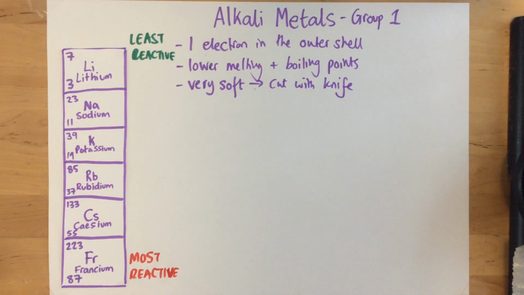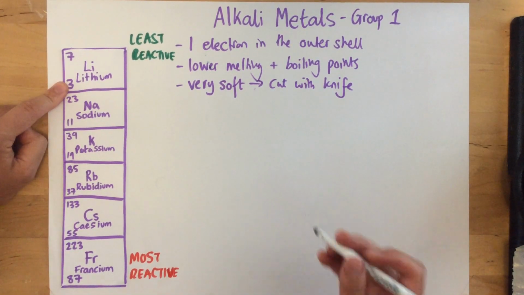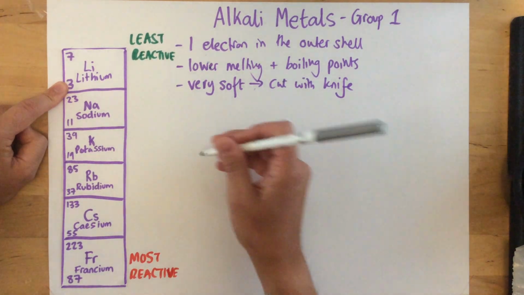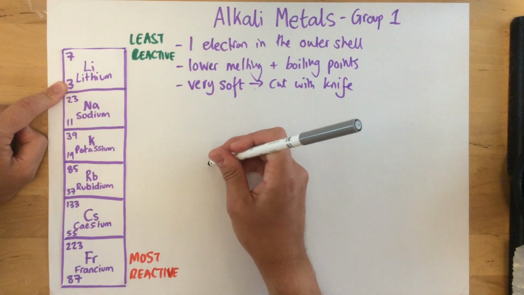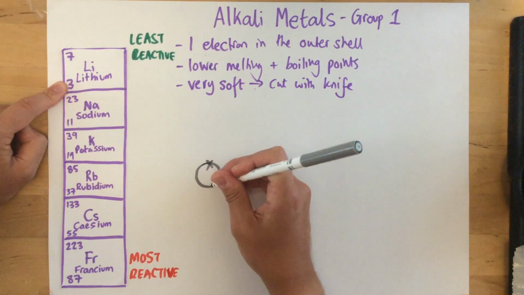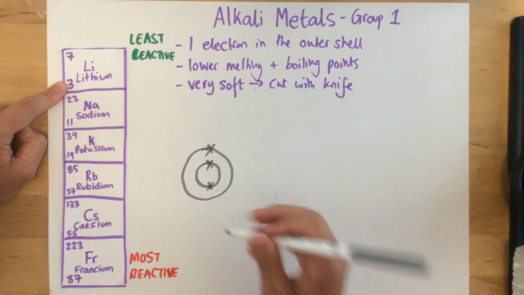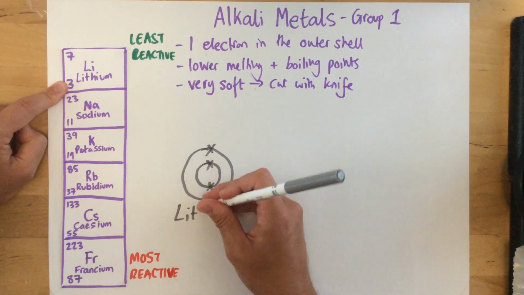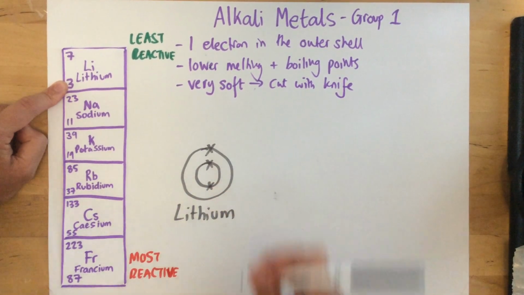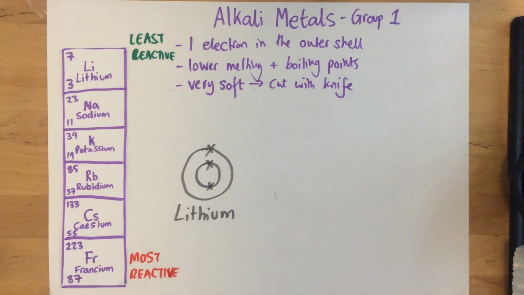So what we're going to do is we're just going to have a look at the difference just between lithium and sodium. Lithium is less reactive than sodium. So if I look at the atomic number here, I can see that lithium has 3 electrons. So I'm just going to draw it here. So there's 2 electrons in the first shell and 1 electron in the outer shell. So here is lithium. Now lithium is the least reactive of all of the alkali metals.